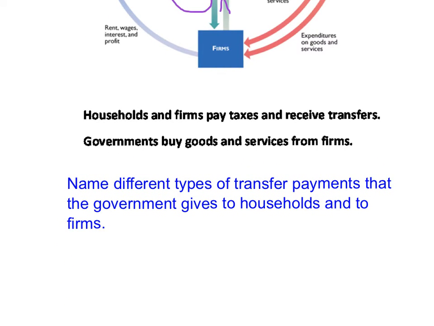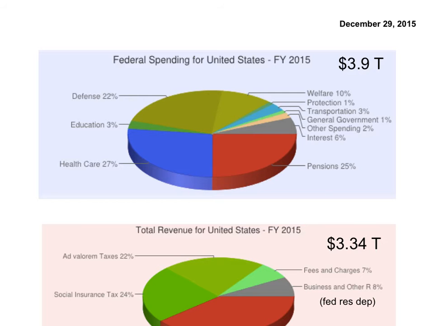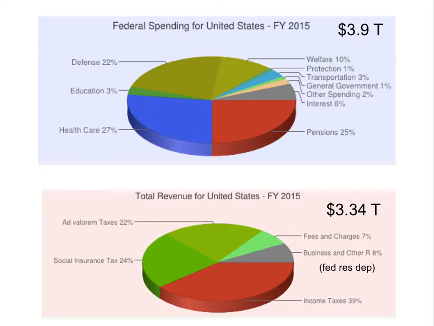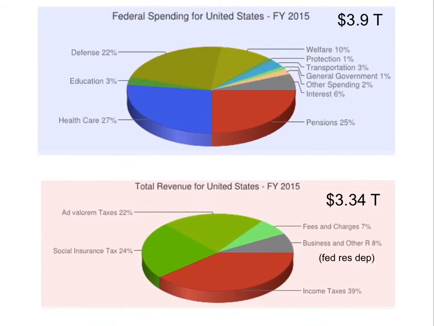And at the bottom, name different types of transfer payments the government gives to households and to firms, which was previously addressed in the form of unemployment benefits, Social Security, subsidies, etc. You do not have to, needless to say, memorize this, but this is estimated because fiscal year 2015 really wasn't over, at least in my recording of this video.